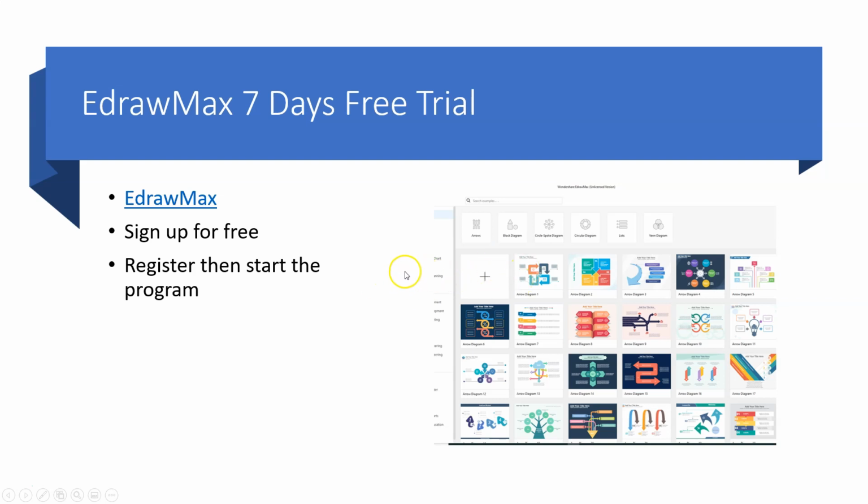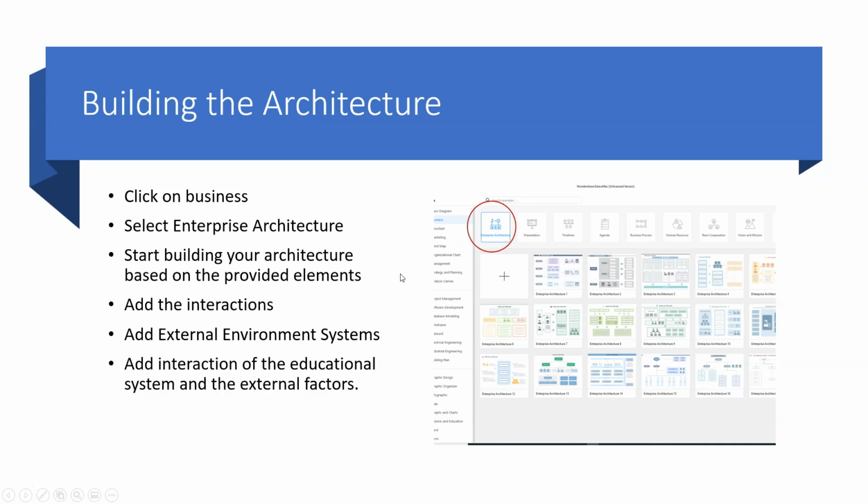And again, what I like about this one is that it has the architecture built in. When you click on business, you can select enterprise architecture, and it will show you all the enterprise architectures that you are looking for. You start building your architecture based on the provided elements that I gave you. Add the interactions, add external environment systems, add interactions between the educational system and the external factors or external systems, and you will be done.